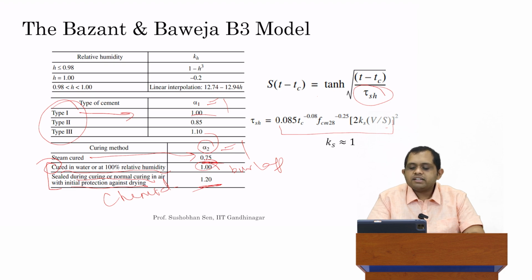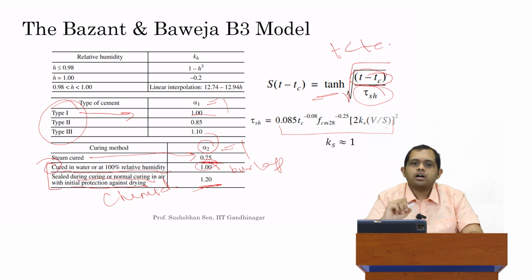And then S of T minus Tc, which is the value we need, is that expression which tells us how the shrinkage strain is varying with time. This is basically a hyperbolic tangent function of the square root. Another common mistake students make, it's of the square root of T minus Tc divided by tau SH. Important, it's T minus Tc, and the square root is not going to admit a negative value. So if T is less than Tc, there is no shrinkage involved. So shrinkage strain is simply 0. We only start calculating this after Tc, after the curing is completed, generally 3 days, but it could also be 7 days, depending on the application.